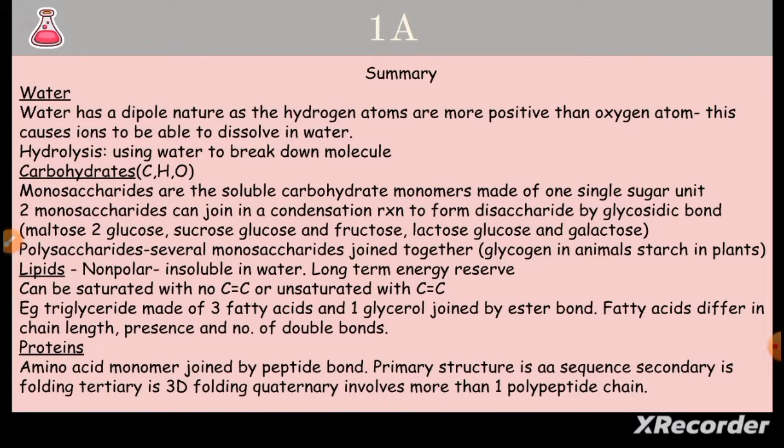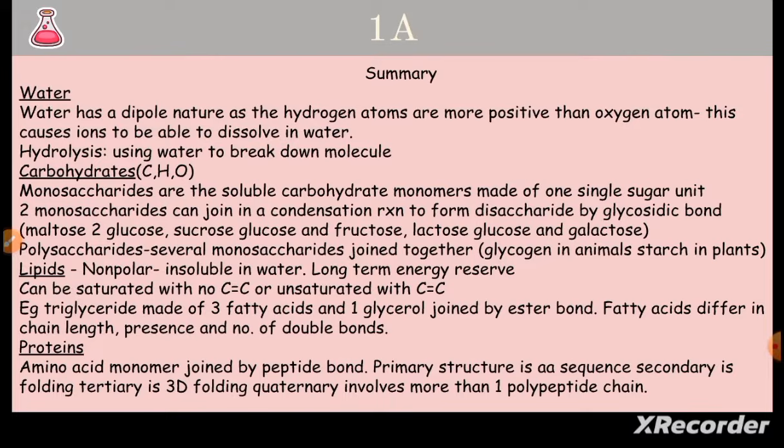So, basically, there are two types of lipids. Saturated, which actually cause cardiovascular disease, and unsaturated, which are basically the healthy kind of lipids. We'll go over the differences between them later. For example, triglycerides are an example of a lipid. It's made of 3 fatty acids and 1 glycerol joined by ester bonds. Fatty acids in the triglyceride can differ in chain length, presence, and number of double bonds. So a triglyceride can either be a saturated one or an unsaturated one, just like any fatty acid can be.